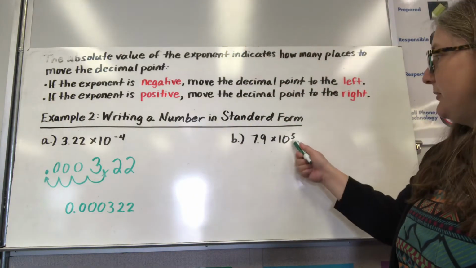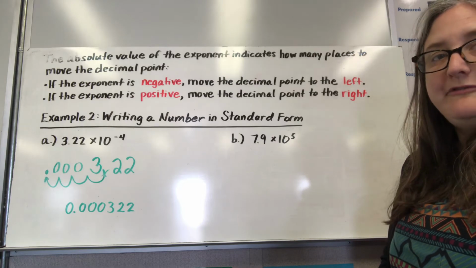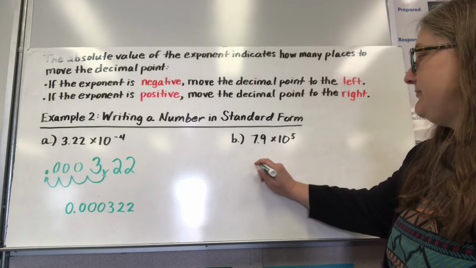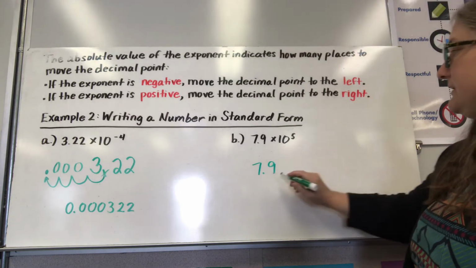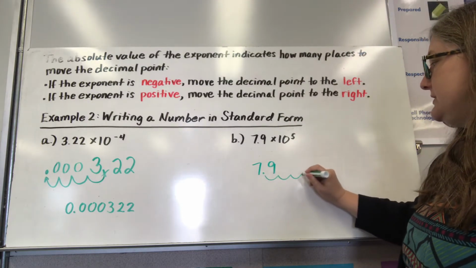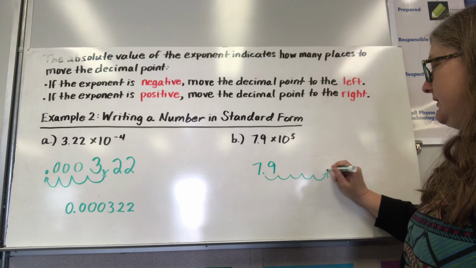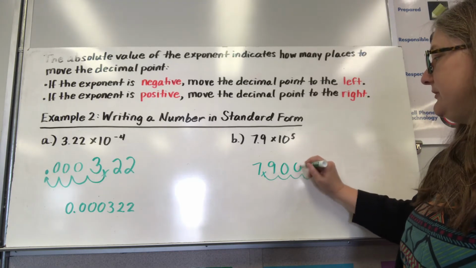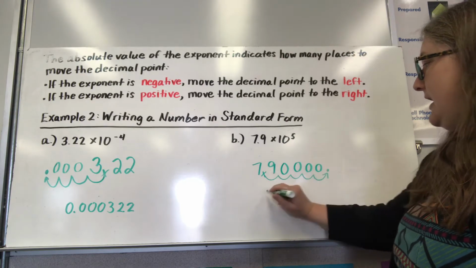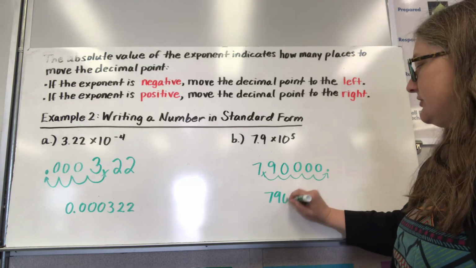Here I have an exponent of 5, which means my decimal needs to move 5 times, but this time the number is positive, which means that I'm going to be moving the decimal to the right. 1, 2, 3, 4, 5 spots. So this is the old decimal, this is the new. I fill in empty spots with zeros, and my new number is 790,000.